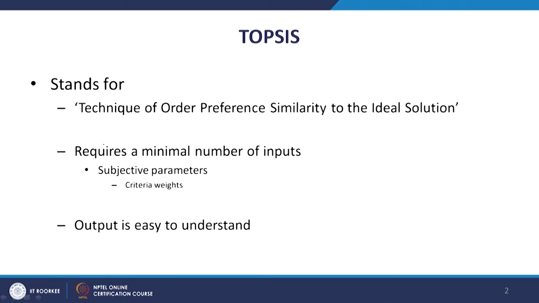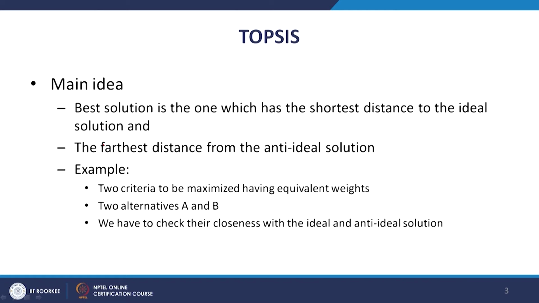So, in the previous lecture we started our discussion on TOPSIS. We talked about different details about TOPSIS. So, let us do a quick recap of what we discussed in the previous lecture. We talked about TOPSIS, what it stands for: technique of order preference similarity to the ideal solution. We talked about how typically only the criteria weights are to be specified by the decision maker. Simple technique, easy to understand.